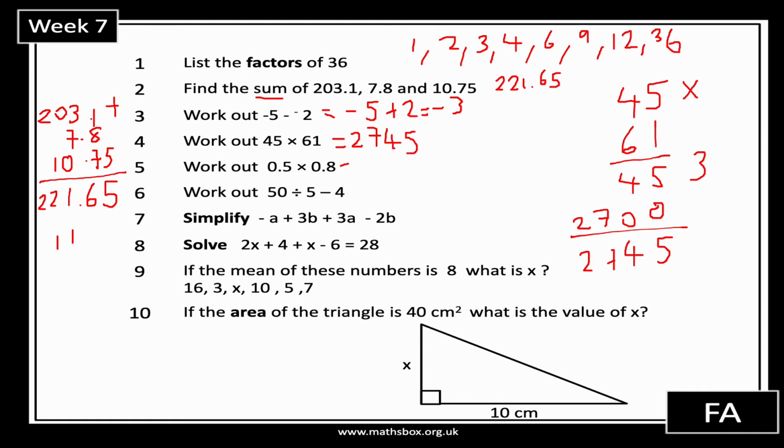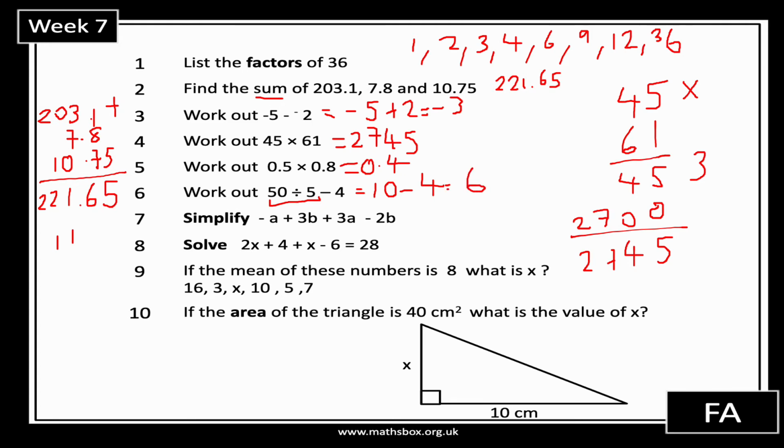Work out 0.5 times 0.8. Well, ignoring the decimal places, if I do 5 times 8, I get 40, and then divide it by 100, I'm going to get 0.4. So putting the decimal place back in. This is question number 6. Work out 50 divided by 5 minus 4. So using BIDMAS or BODMAS, this comes first. So 50 divided by 5 is 10. 10 subtract 4, I get 6, guys.